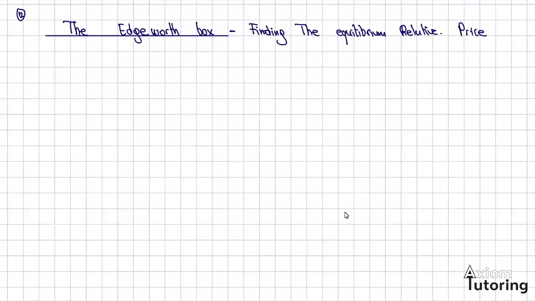My name is Revi, and in this video, I'll be discussing how to find the equilibrium relative price. So in an Edgeworth box scenario, one of your main tasks is to find the equilibrium price. And the way I would like to organize this video is to first talk a little bit about the key ideas, key concepts.